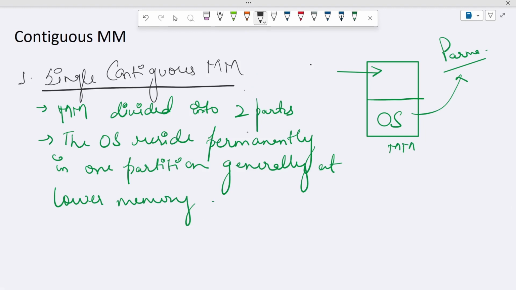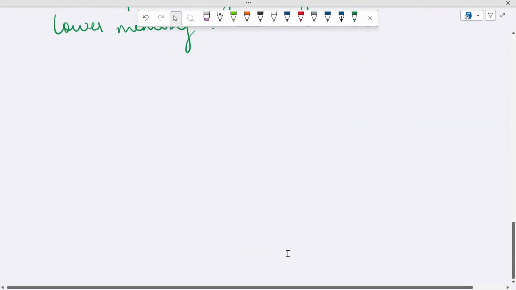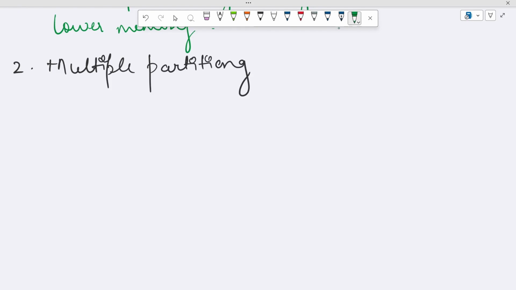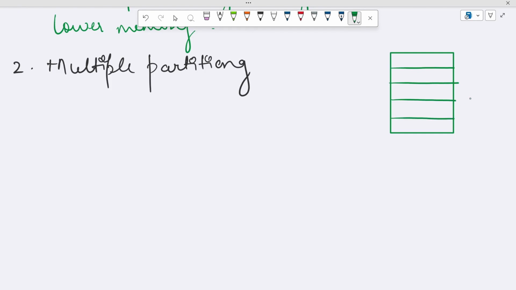Now we are moving towards the important type, which is multiple partitioning. By its name, it is clear that now the memory is divided into multiple partitions. This is the memory, and in the memory, partitions are there now. The memory is divided into blocks.